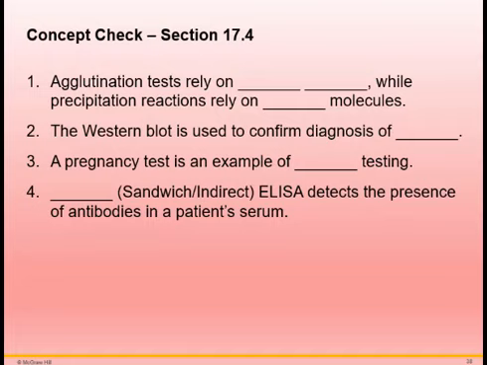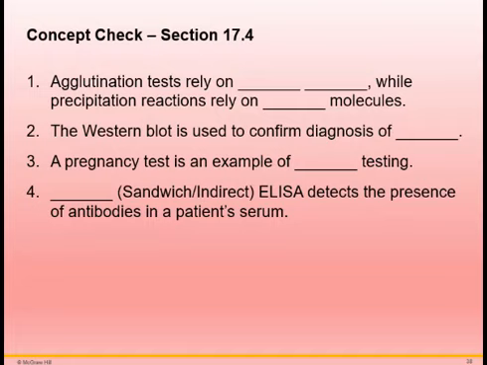The Western blot is used to confirm the diagnosis of HIV. That's one of the examples where we use the test. It's like you have an ELISA test, and that's showing you that you have HIV, but then the Western blot is used to confirm the diagnosis of HIV. A pregnancy test is an example of a blank testing, and that would be what?